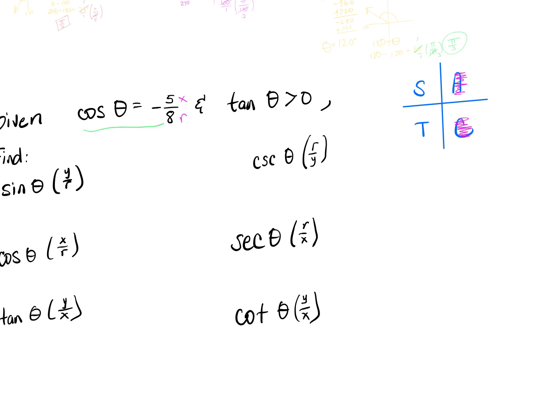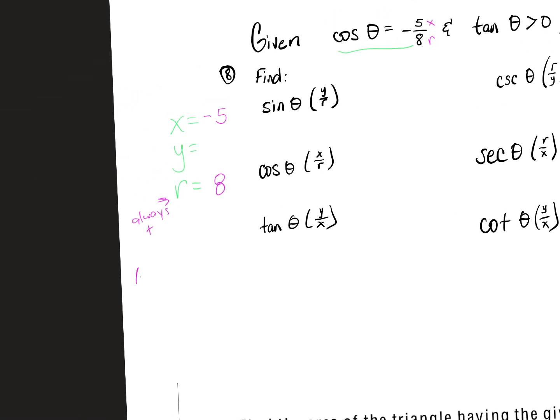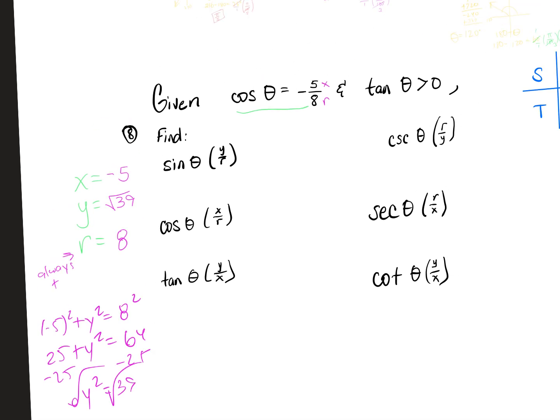You can go ahead now and find your y value if you wanted to. You could say, okay, I have negative 5 squared plus y squared equals 8 squared. So 25 plus y squared equals 64. Minus 25, y squared is what? 39? So y is the square root of 39. Okay, great. But this second piece of information is really important.